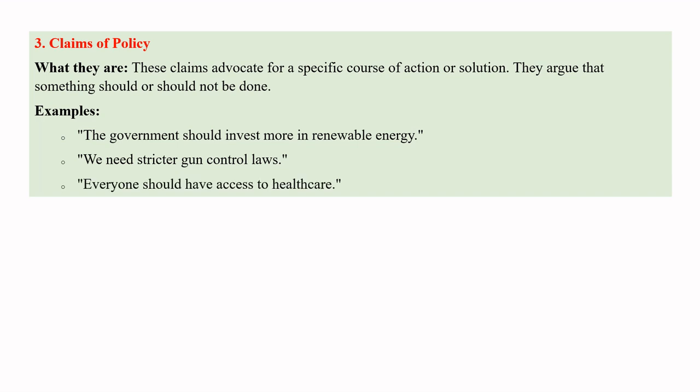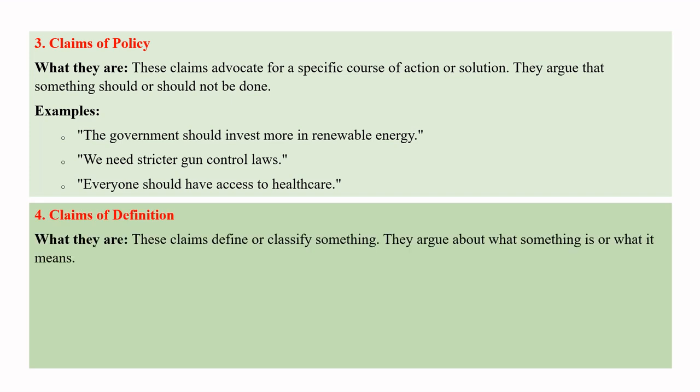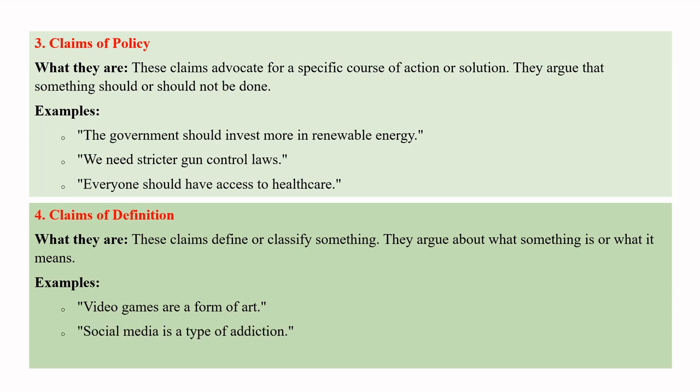Number 4. Claims of definition. These claims define or classify something. They argue about what something is or what it means. Examples: Video games are a form of art. Social media is a type of addiction. A healthy diet means eating a balanced variety of foods.